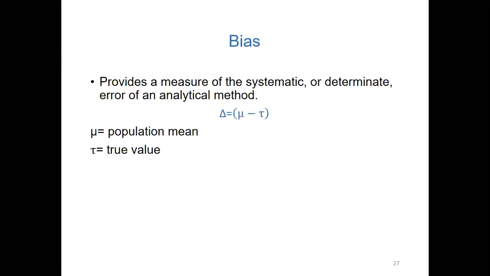And the bias is the measure of the systematic or determinate error of an analytical method. We can find the bias by taking the difference between the population mean and the true value. For any instrumental method, the bias should be small. So the least biased method should be selected when we select the instrument.